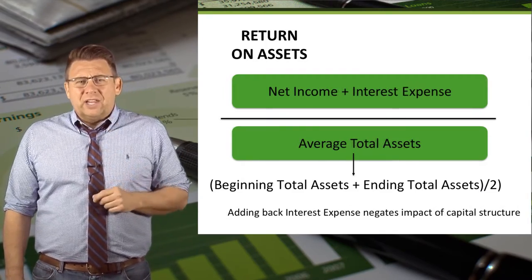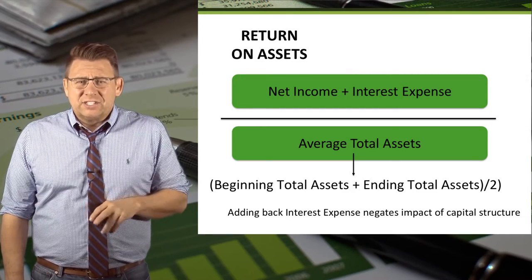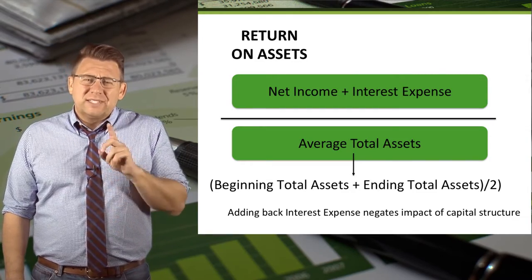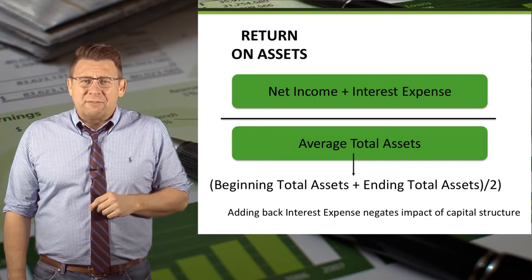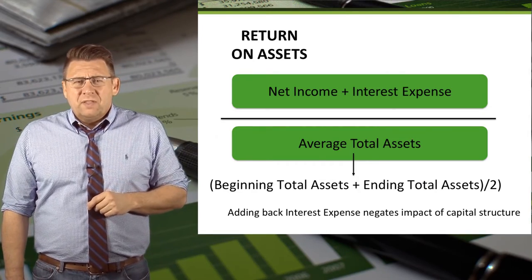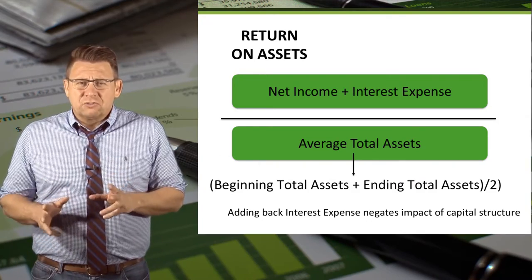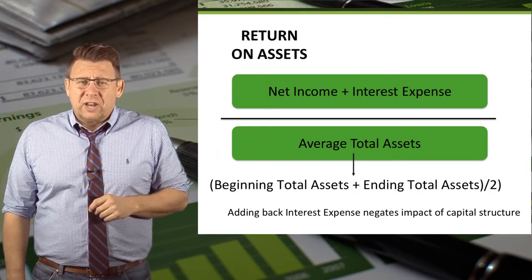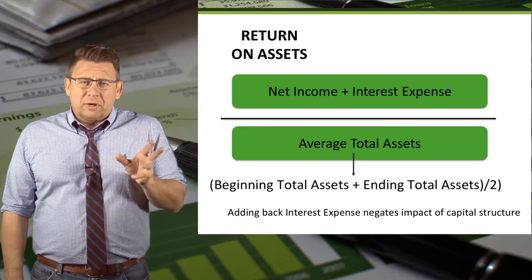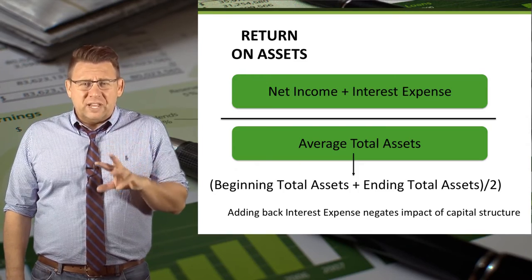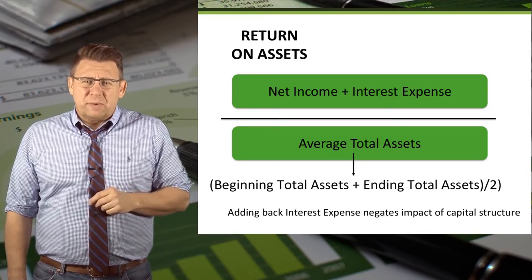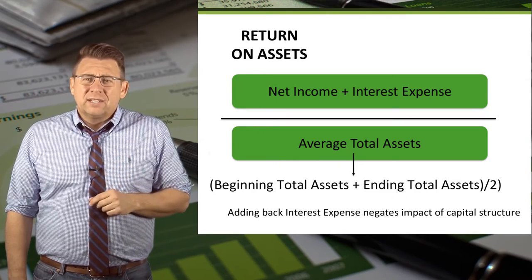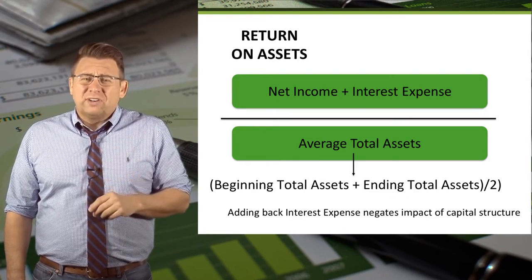A better way to calculate return on assets is to take net income plus interest expense and then divide that by the average total assets. This is because a firm's capital structure impacts return on assets. Capital structure is the percentage of debt versus equity. Adding back interest expense lessens the impact of firms that have more debt than others.